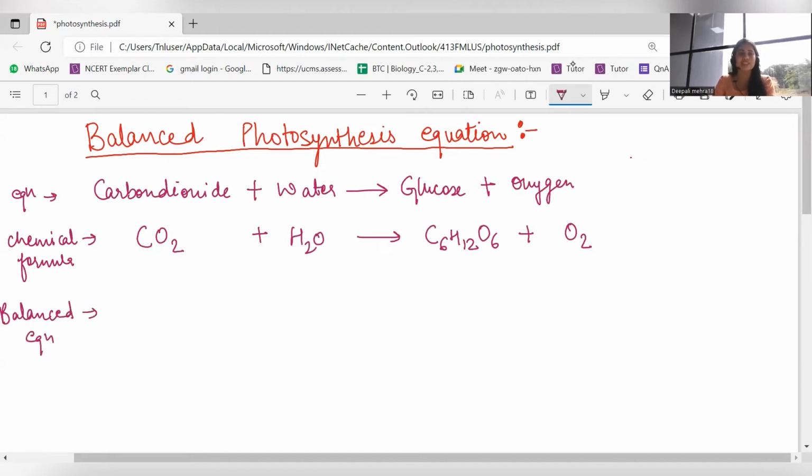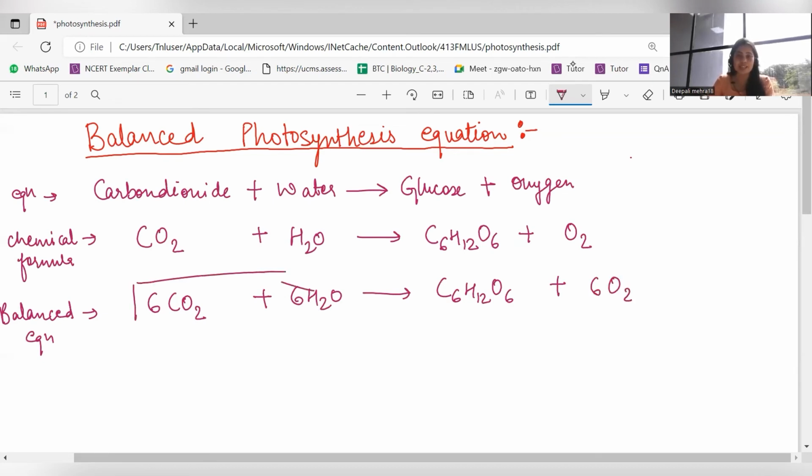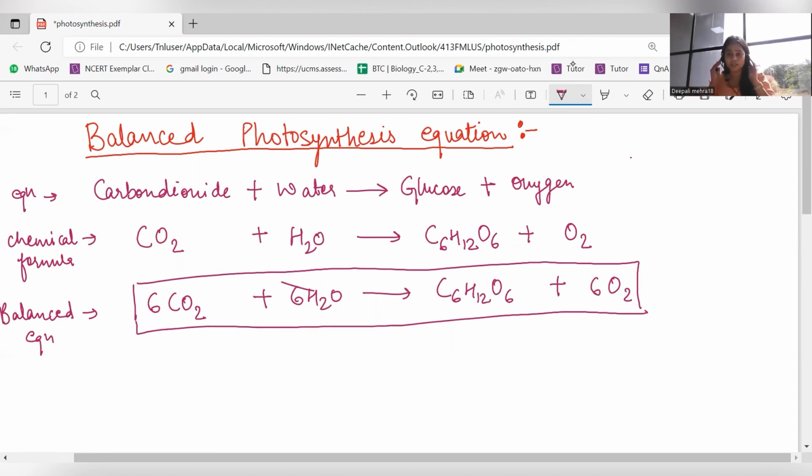Okay, so balanced equation is 6CO2 plus 6H2O gives C6H12O6 plus 6O2. So guys, yes, this is a balanced equation of photosynthesis, right?